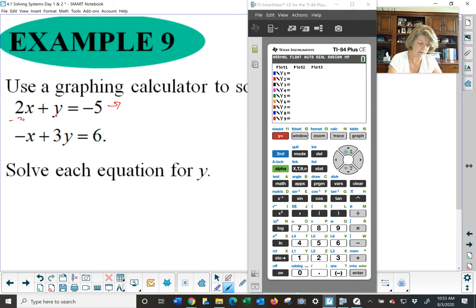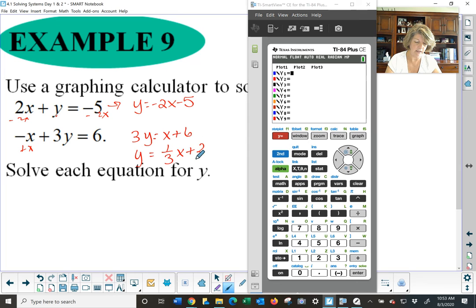Let's solve for y. So I'm going to subtract 2x and get the equation y equals -2x minus 5. And then also, let's add x. So I'm going to have 3y equals x plus 6. And then we need to divide by 3. So I'm going to get y equals 1/3 x plus 2. So there are the same two equations, just modified so that it's y equals.